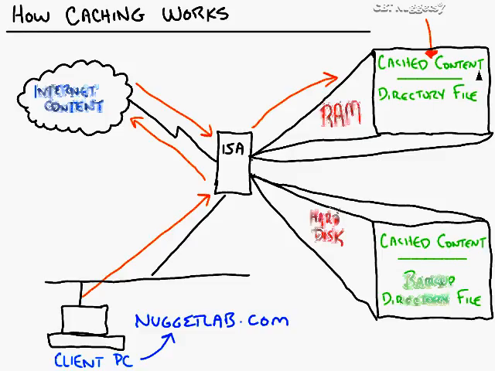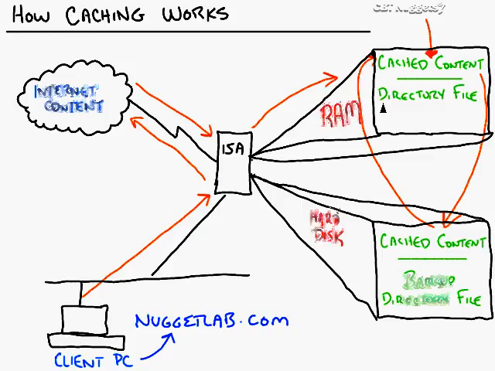In the same way, the ISA server will move content that's not accessed so frequently out of the RAM into the hard drive. Now, if it sees that that content is being accessed quite a bit, it will move it back into the RAM where it can be accessed very fast.